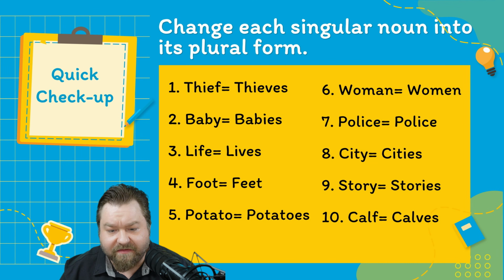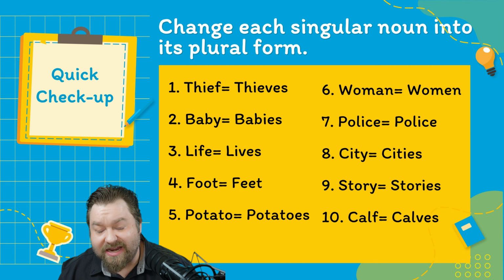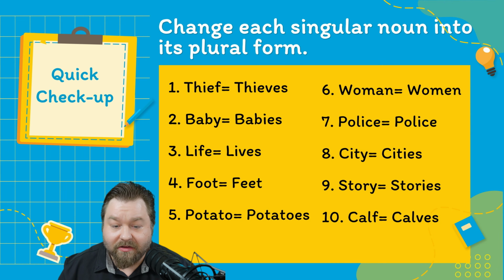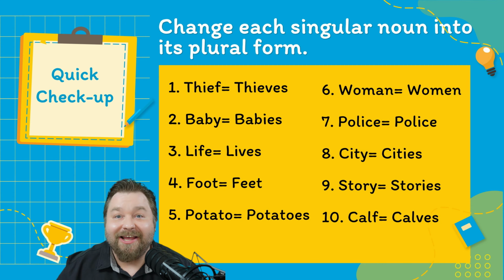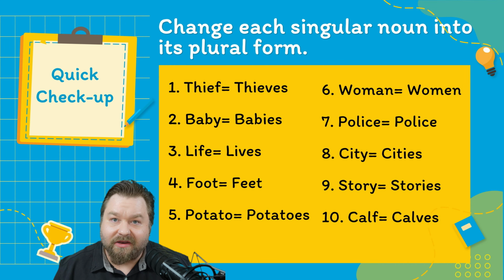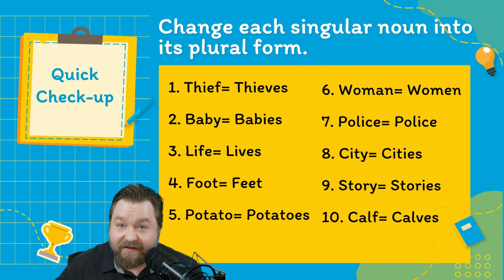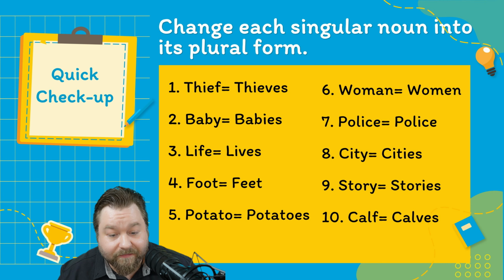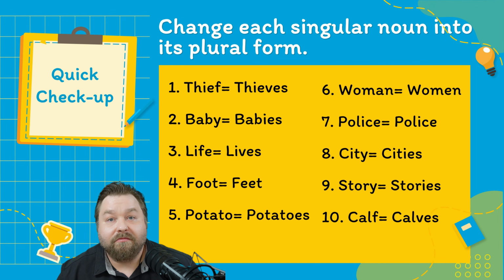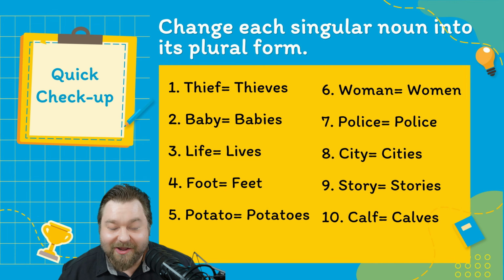You paused it, so let's check these answers, okay? The first one, thief, ends with an F, right? So we change that F to a V and add ES. Baby, okay. We change that Y to an I and add ES. That was a normal one. Okay. Life. Oh, this is an FE. So we change the FE to a V and add ES. Foot. It's a weird one. Becomes feet. Number 5, potato. Potatoes, right? That consonant plus the letter O, we add ES.